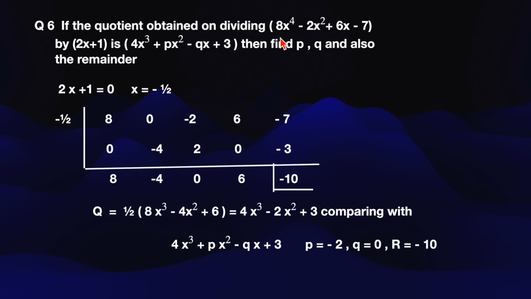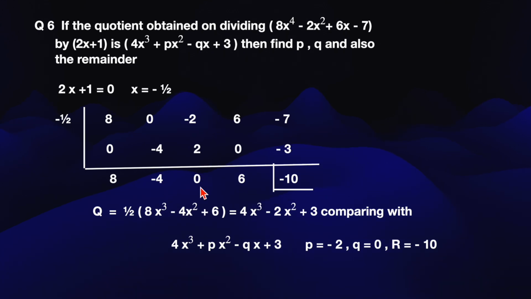And then write down the coefficient of this polynomial here. So 8. Coefficient of x cube is 0, so 0. Then x square minus 2. x is 6 and this is the constant. So write down 0 here. 8 plus 0 is 8. Into minus 1 upon 2, you get minus 4. Add up, you get minus 4. Multiply with minus 1 upon 2, you get 2.